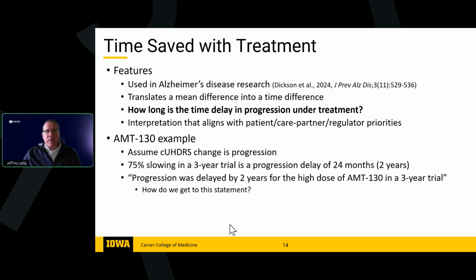So as an example, I'm going to present the model-based means of the AMT 130 trial, which have been publicly presented. And we're going to assume here the cUHDRS is used as our measure of progression. And as you probably know, there was 75% slowing in a 3-year trial. But the question is really, what does this mean? And we want to know what this means in terms of a time delay.